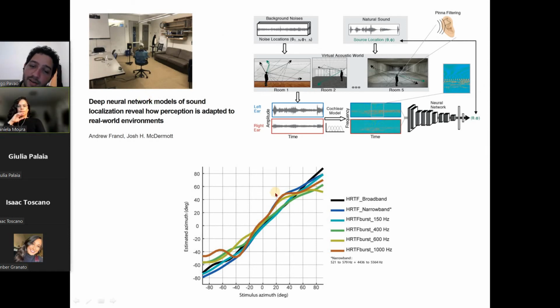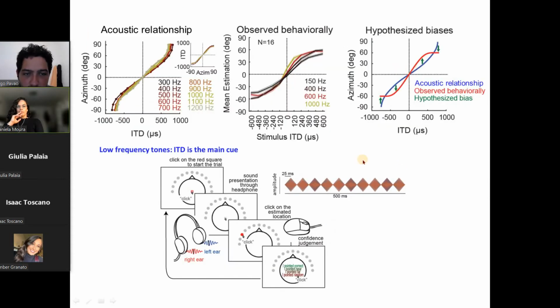But this neural network that does sound localization has biases, and they are similar to what I found behaviorally. And I said, wow, this is great. It really seems like something that makes sense, right? So it really seems that there are these biases here.